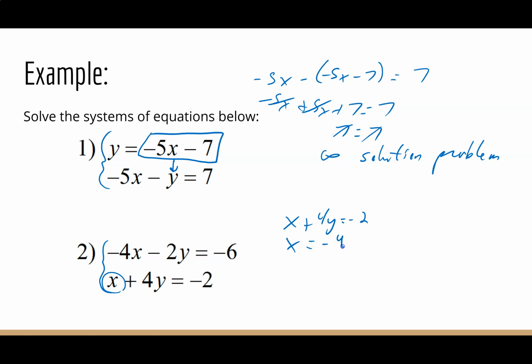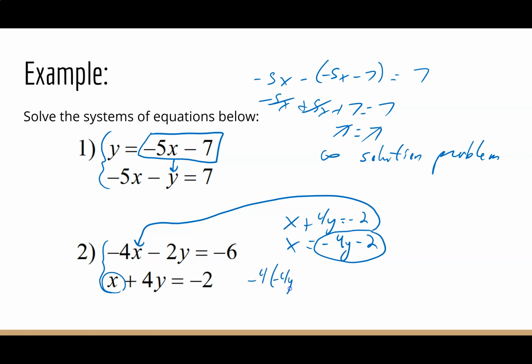X equals negative 4y minus 2. Move the 4y over. So what I'm going to do is take this and plug it into the other equation right there. Negative 4 parentheses negative 4y minus 2, minus 2y equals negative 6. Do a lot of distribution. 16y plus 8 minus 2y equals negative 6.